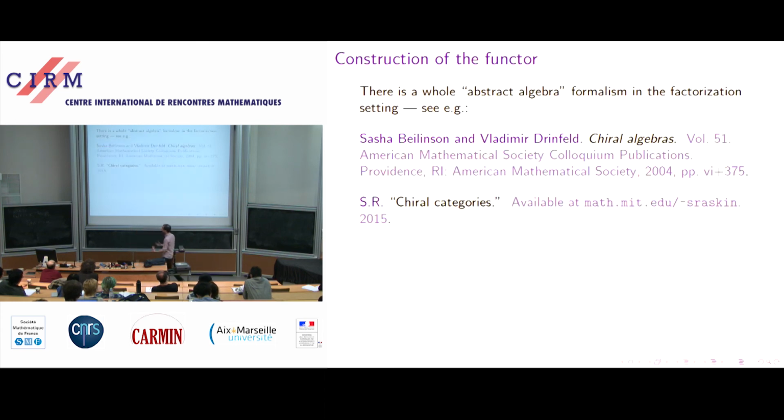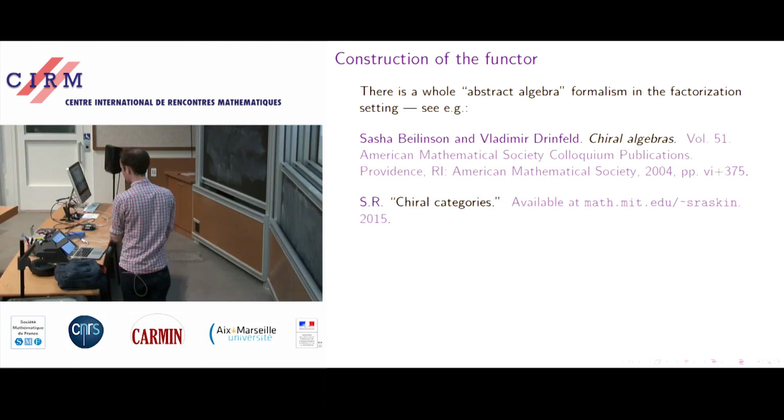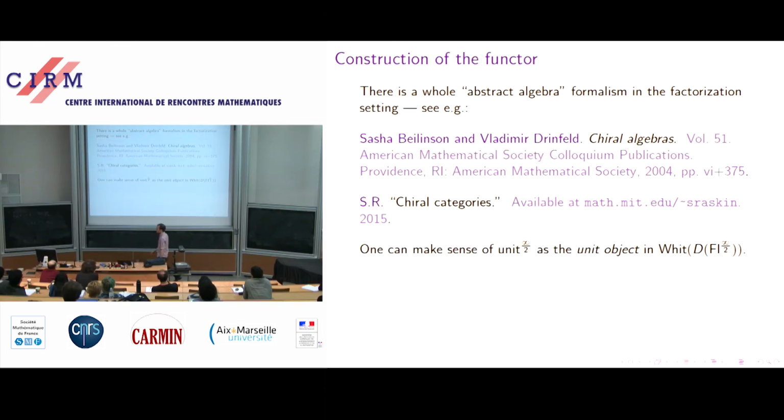So now I want to appeal to this in this factorization setting. The point is that just like on the last slide, there's a kind of abstract algebra formalism for this factorizable geometry. It was introduced and developed by Beilinson and Drinfeld in their book Chiral Algebras. And then I have some notes called chiral categories on my webpage that are designed to do exactly the construction I'm talking about now. So first of all, in this language of abstract algebra, you should think about this semi-infinite unit object as the unit object, like that object 1 from before, in the Whittaker category.